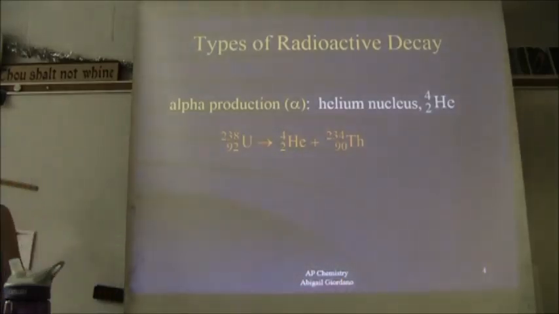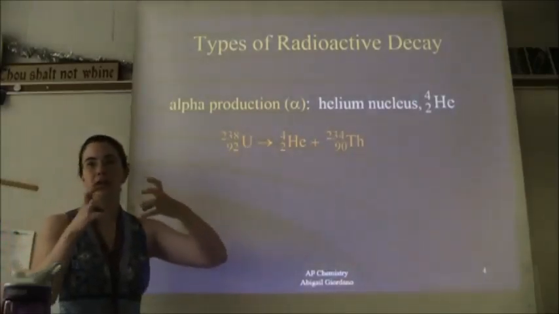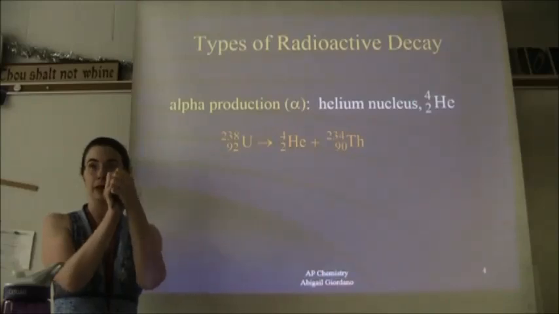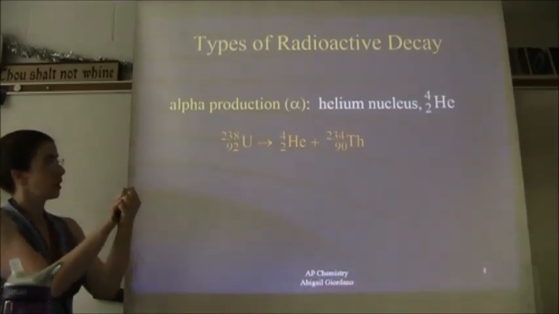Ladies and gentlemen, it's not a helium atom. It's just a helium nucleus. So what doesn't it have? Electrons, yeah. An alpha particle is 2 protons and 2 neutrons in a little bundle. That's all it is.